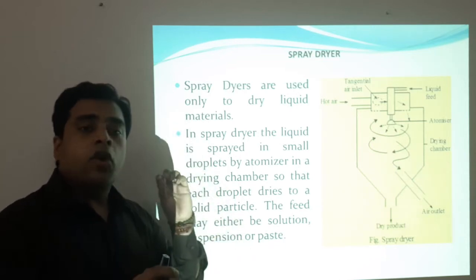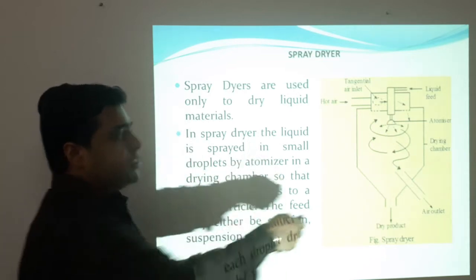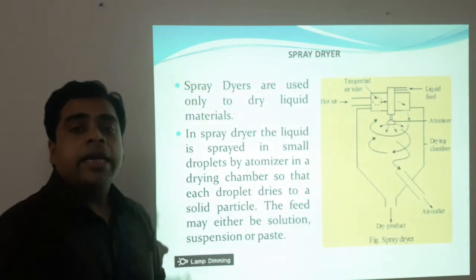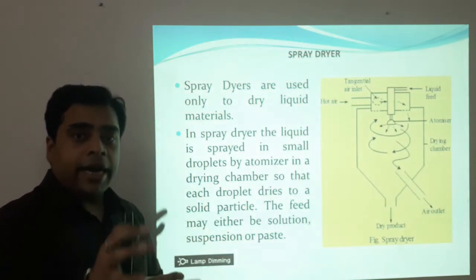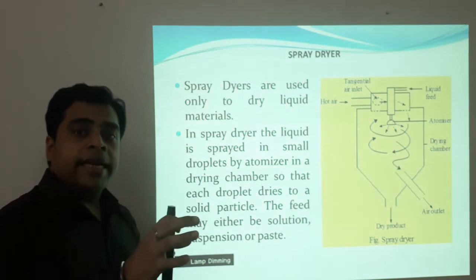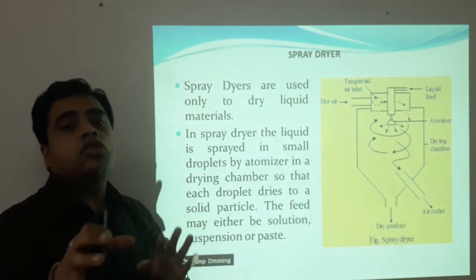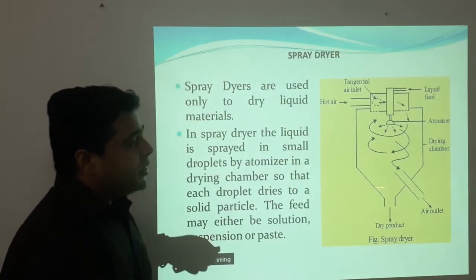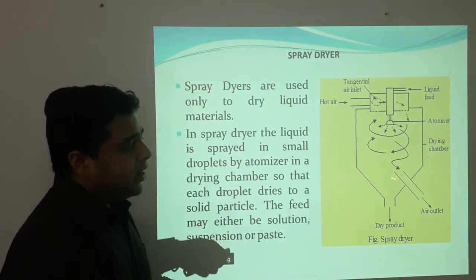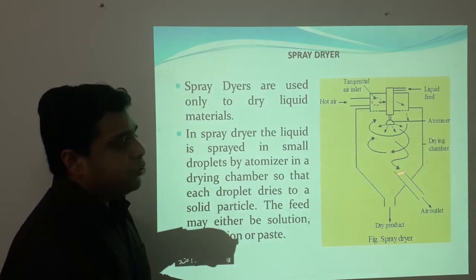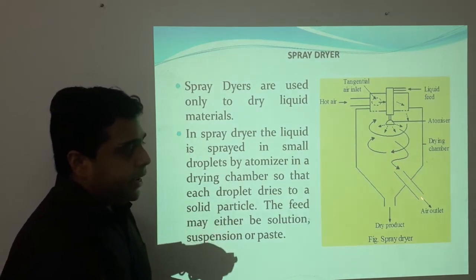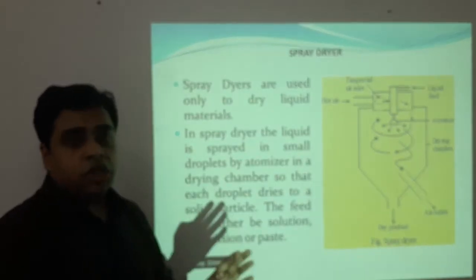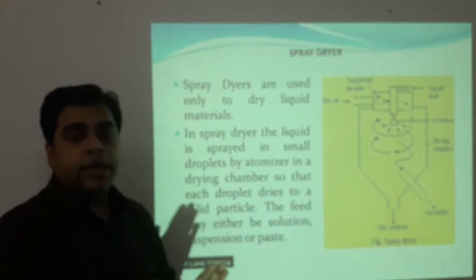Once the droplets are sprayed in this drying chamber, because the chamber is filled with hot air, those droplets are dried at once. So from a liquid state, it entirely comes into the solid state, and this process is quite fast. After the drying process is over, from this particular point there is a cyclone separator which separates air and the dry product. So this is quite a useful machine as far as drying of liquids is concerned.